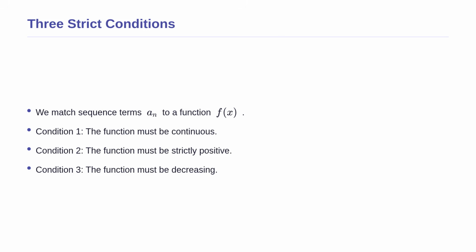Now that we understand the intuition, let us look at the mathematical requirements. To use this test, we must find a continuous curve that perfectly matches our sequence terms at every whole number. But we cannot just use any function. It must meet three strict conditions for all values greater than or equal to 1. First, it must be continuous, meaning no breaks or holes. Second, it must be positive, staying above the horizontal axis. And third, it must be decreasing, meaning it always goes downhill. Only when all three conditions are met can we safely apply the integral test.